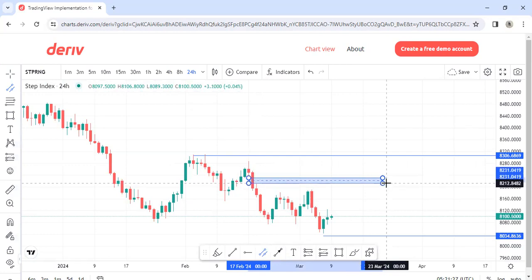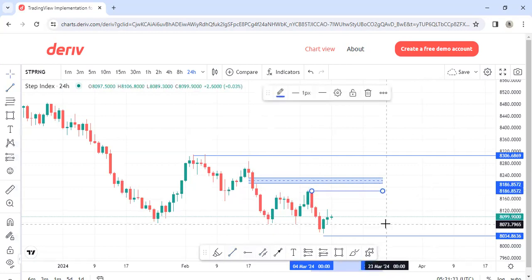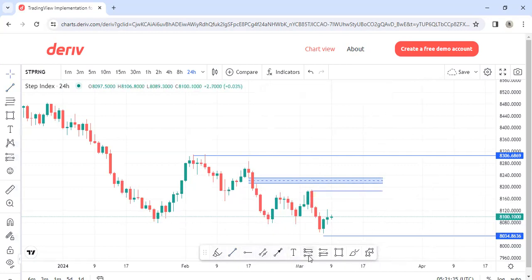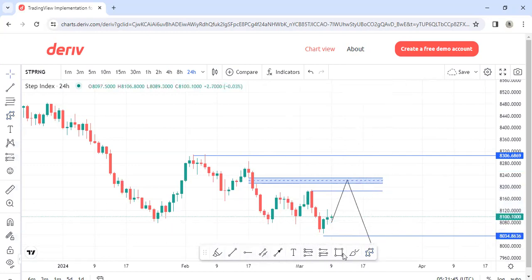So if there's an imbalance here, that means we can treat this as an inducement, right? So I feel that price might do something like this. If it really wants to continue bearish, price might maybe tap into this imbalance and then drop lower, right? That's basically what I feel that price might do.